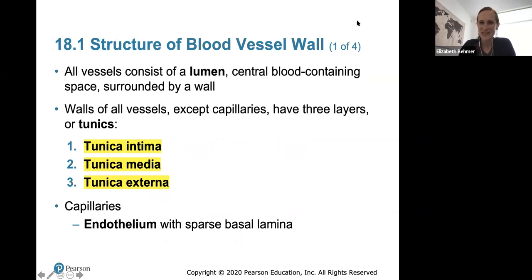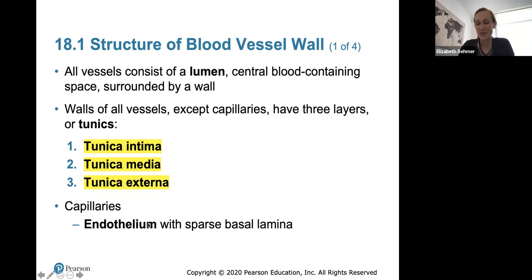You should understand the structure well of a blood vessel wall. So all blood vessels consist of a lumen, which is the central cavity that contains the blood, surrounded by the wall. And all of the vessels, except your capillaries, have 3 layers or tunics: the tunica intima, tunica media, and tunica externa. I highlight them all because you should know well each in the order that they go in, superficial to deep. So the deepest layer is the tunica intima. That's the one that touches the lumen, then tunica media, and then the tunica externa is the most superficial layer.